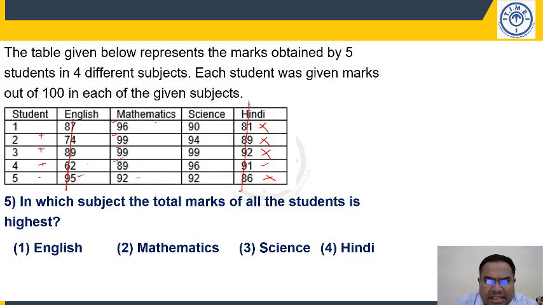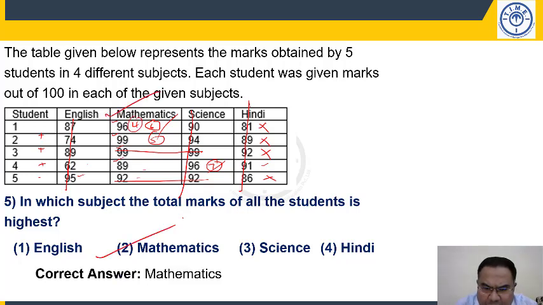So 96, 90, it is 6 more in mathematics. 99, 94, 5 more. 99, 99 same. 92, 92 same. 89, 96, 7 more. So 11 more, 7 more, together I can say it is 4 more, 11 minus 7. So I can say mathematics is highest. Choice 2 should be your answer.